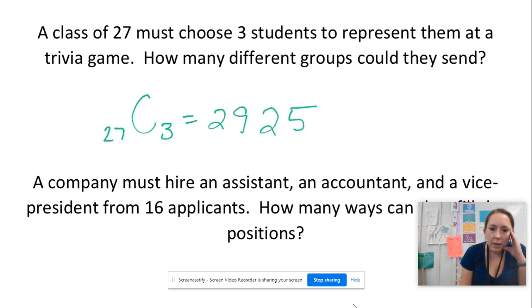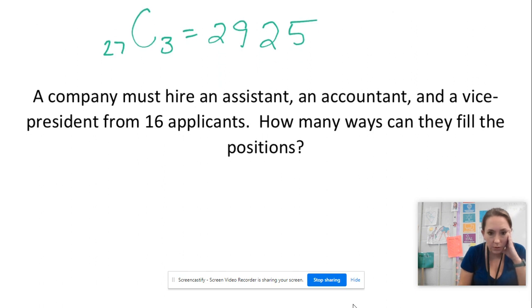Okay. And then a company must hire an assistant, an accountant, and a vice president from 16 applicants. How many different ways can they fill those positions? Well, those are all different positions. So it does matter. So there are 16 applicants and 1, 2, 3 jobs.